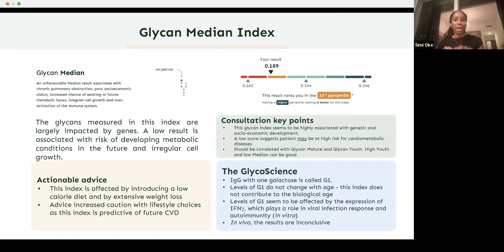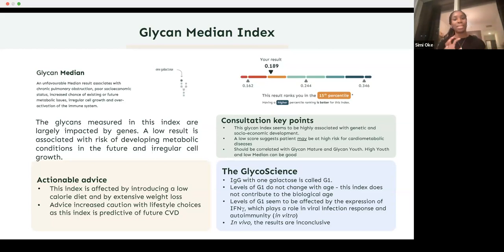And if you have a really high glycan median with a high glycan mature, glycan mature being more associated with inflammation, typically that picture is really highly associated with metabolic disease. And so in that case, it can be quite negative. However, where you have a client who has a really high youth, so a high anti-inflammatory glycan with the median, actually that can be positive and not have a negative impact.